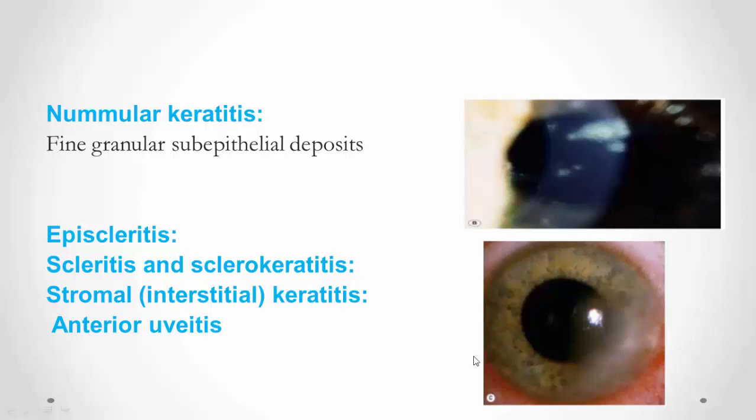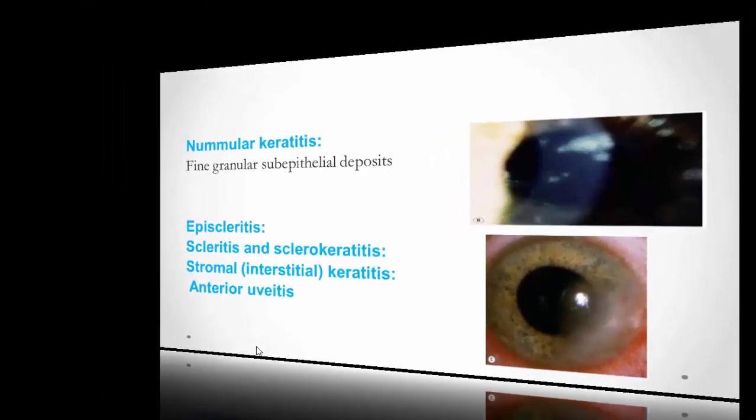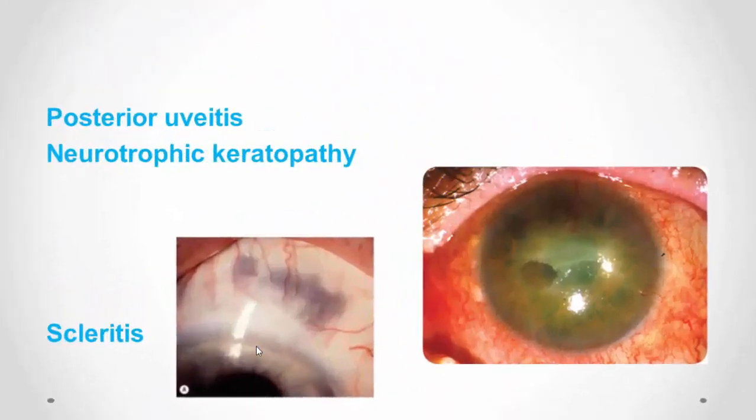And lastly, anterior uveitis can occur due to involvement of the anterior uveal tract. Other manifestations which can present are posterior uveitis, neurotrophic keratitis, and scleritis. This photo shows neurotrophic keratitis due to permanent loss of corneal sensation. And here this photo shows a case of anterior scleritis with an area of previous attack, where we can notice the gray area of atrophic changes in the sclera.